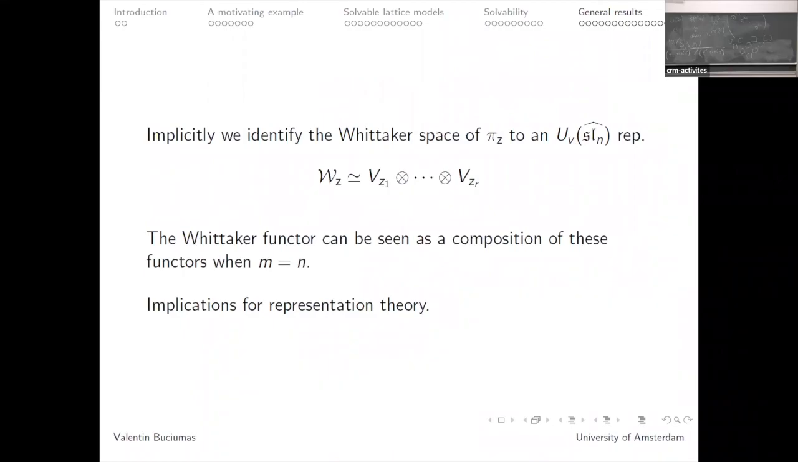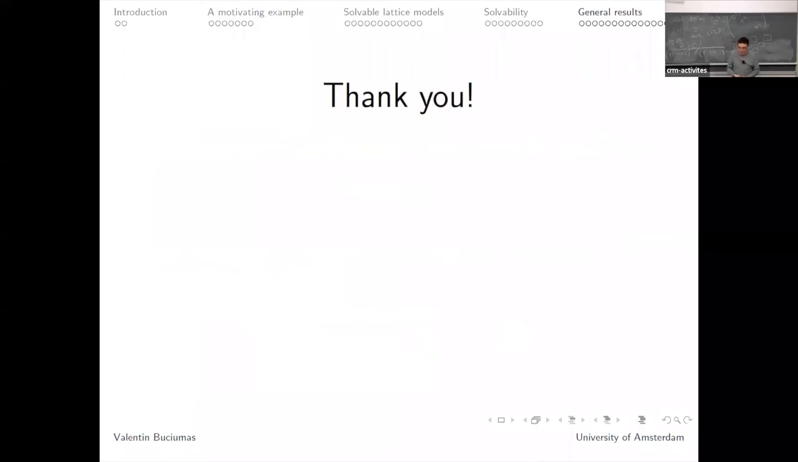A very vague way of saying this is that the Whittaker functor can be seen as a composition of the previous two functors. This is not technically correct, and you shouldn't take it literally. But I think this can be made more exact than I've made it today, and it can be used to prove some interesting things. Yeah, and thank you, and sorry for going over time.